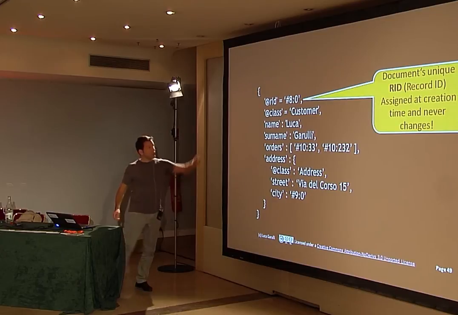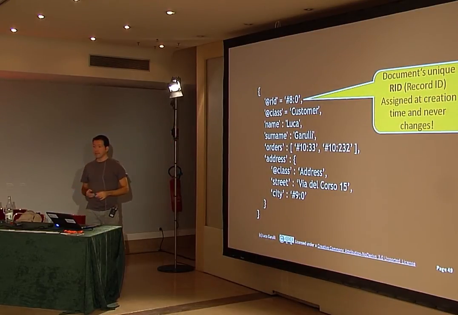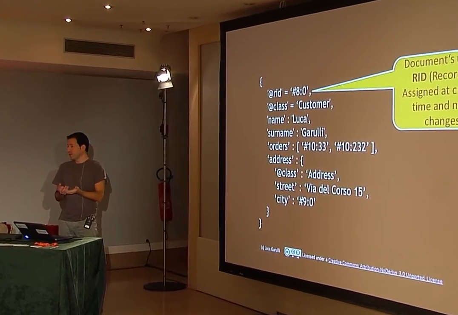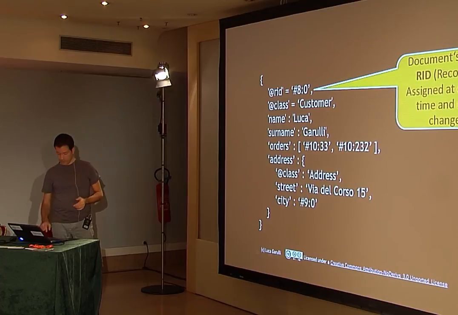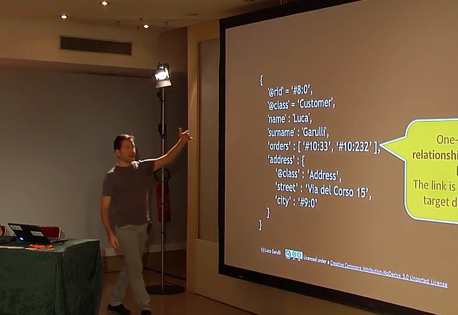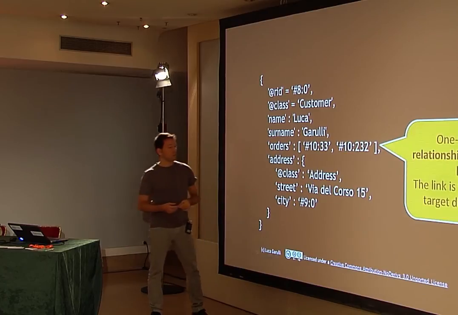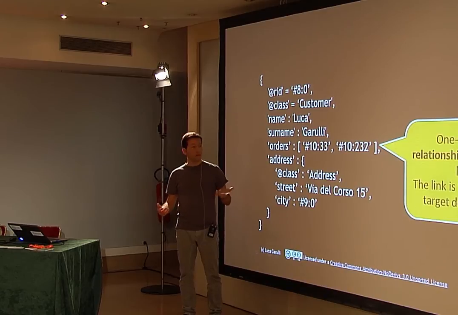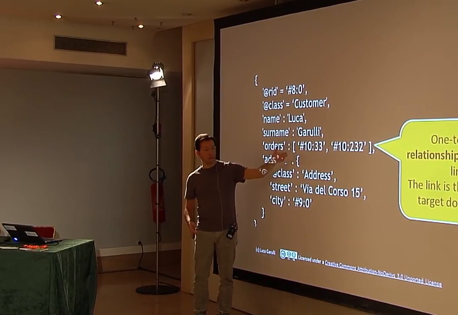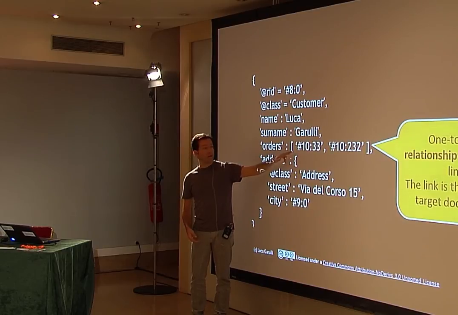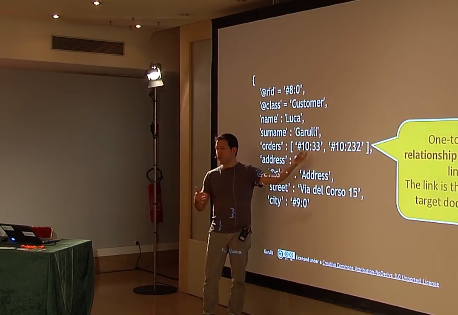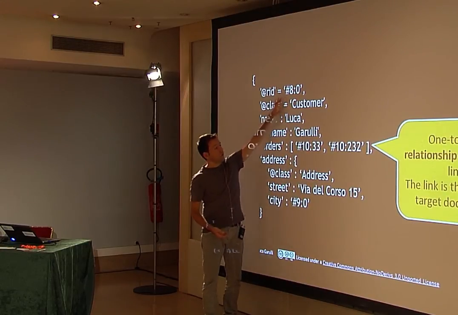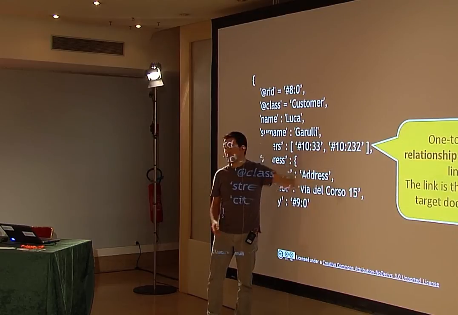Okay. The first part is the record ID. Record ID is a sort of primary key of OrientDB. It's created when you create the record and never changes. Class is the class of the record. You can model using different classes. And these are the relationships between other records. This is a one-to-many relationship, just an array where you put the record IDs of other records. Very, very simple. So this is my record ID. I'm linking these two other records.